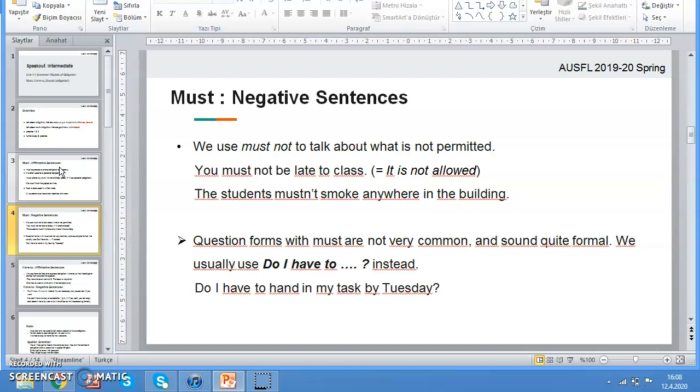Question forms with must are not very common and sound quite formal. We usually use do I have to instead. Here is an example question. Do I have to hand in my task by Tuesday?